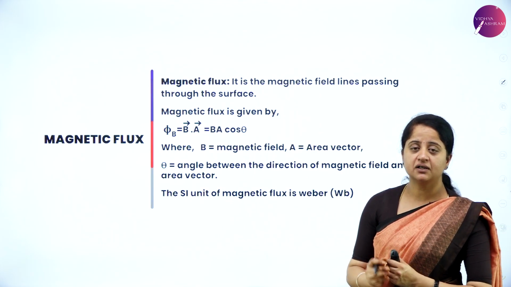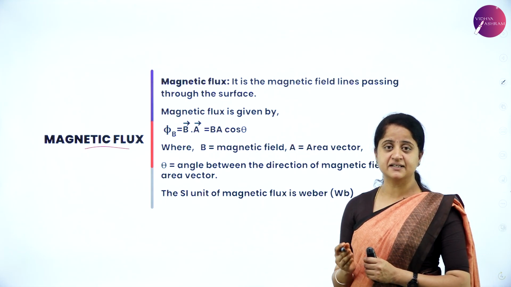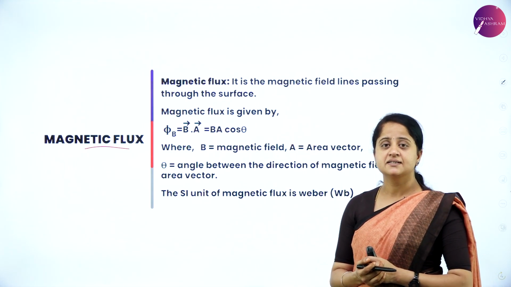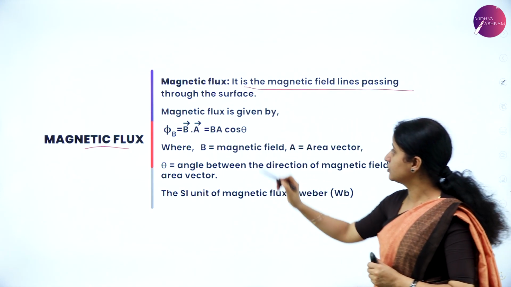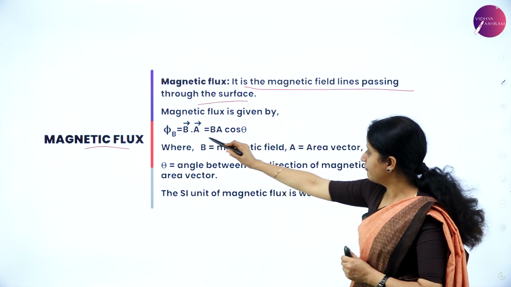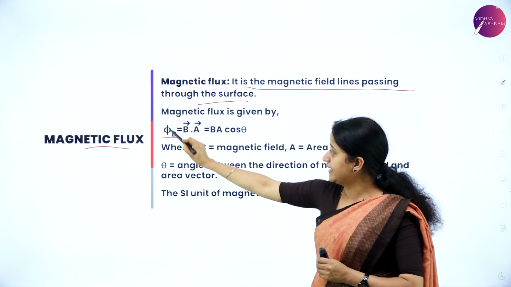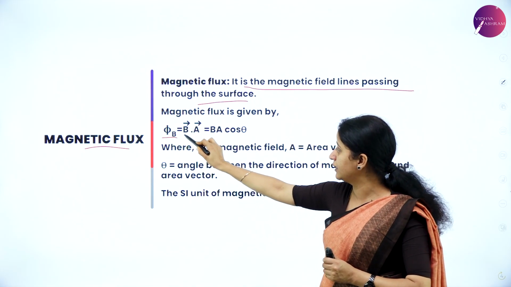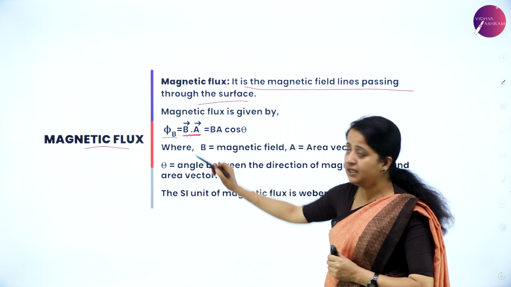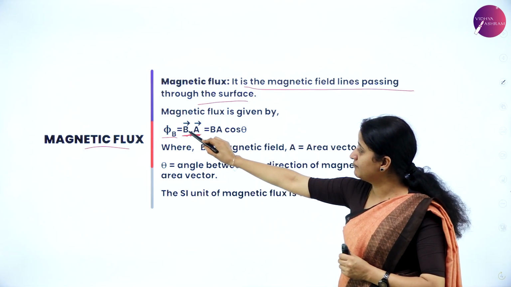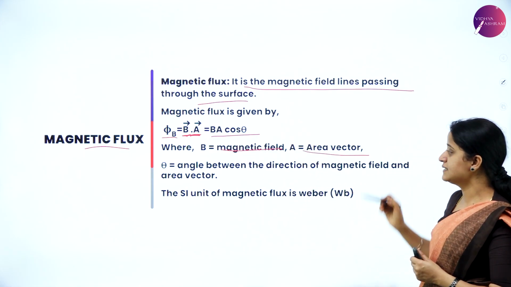So let's know about magnetic flux now. What is magnetic flux? We all have an idea about electric flux, that is the number of electric field lines passing through a surface. Similarly, magnetic flux is nothing but the magnetic field lines passing through the surface, and it is given by phi B. Since it is magnetic flux, B stands for magnetism, and phi is flux. So magnetic flux is equal to B dot A, which means the number of magnetic field lines crossing through the area. Since it is a dot product between B and A, it can be written as BA cos theta, where B is the magnetic field, A is the area vector.